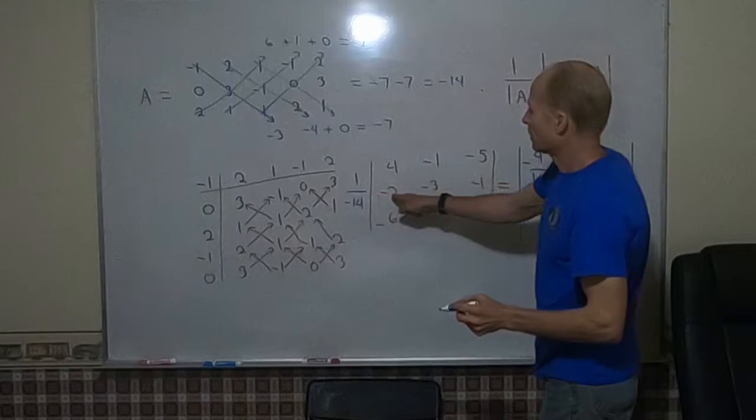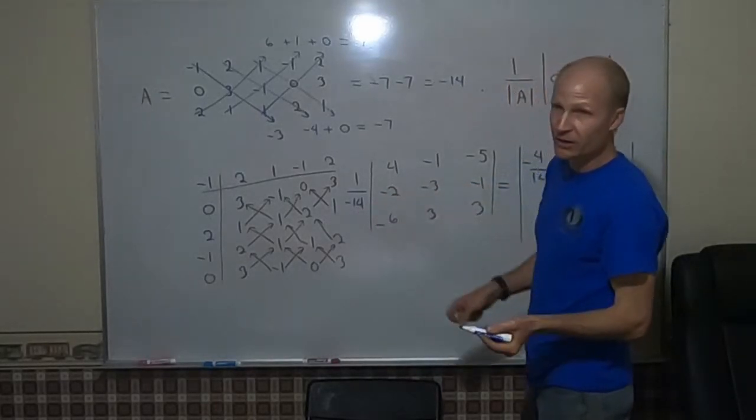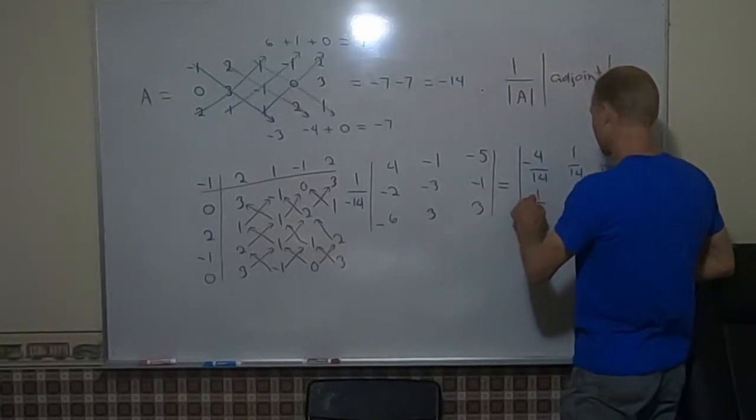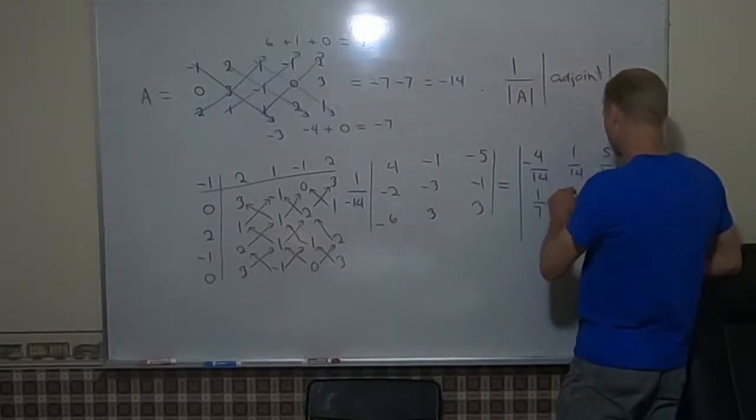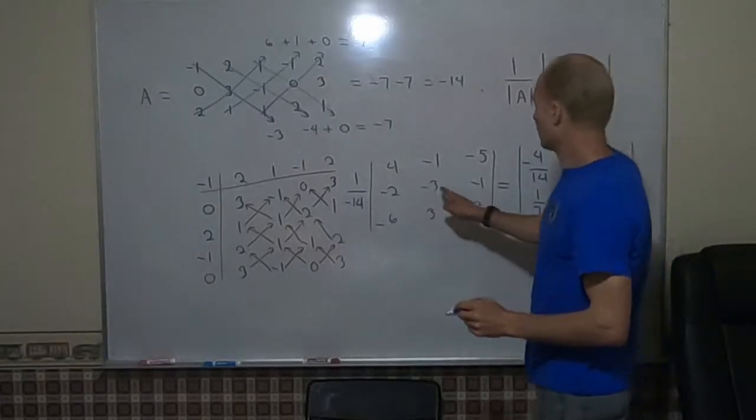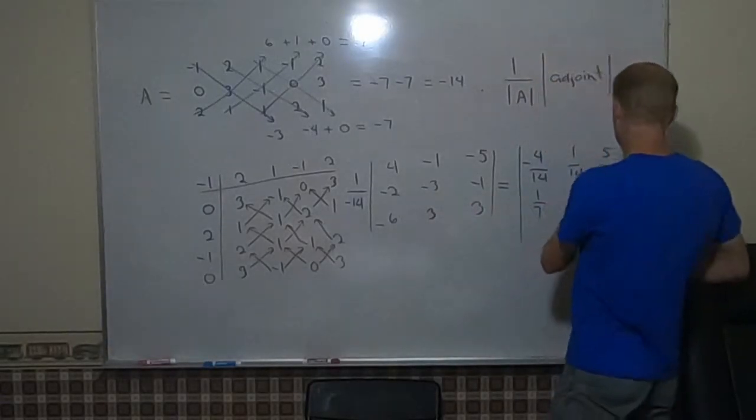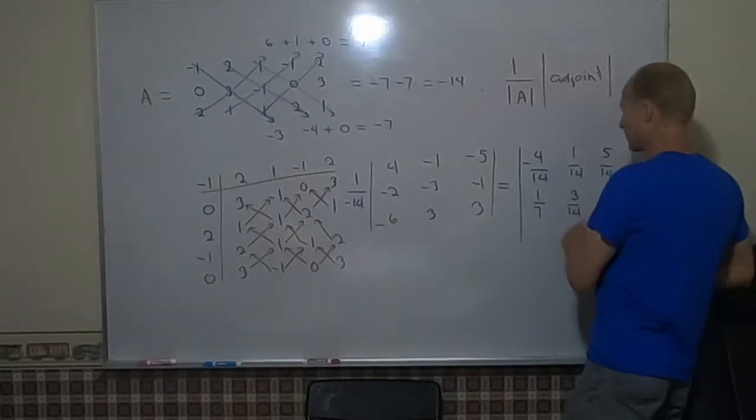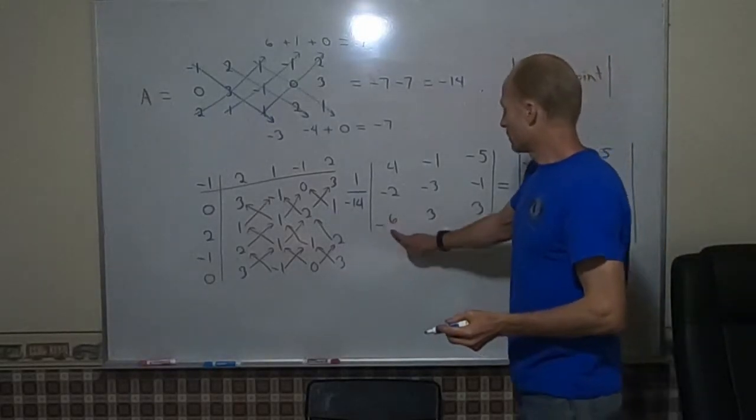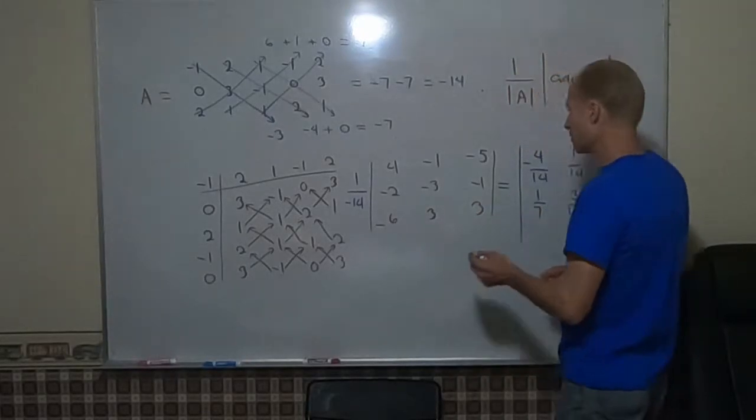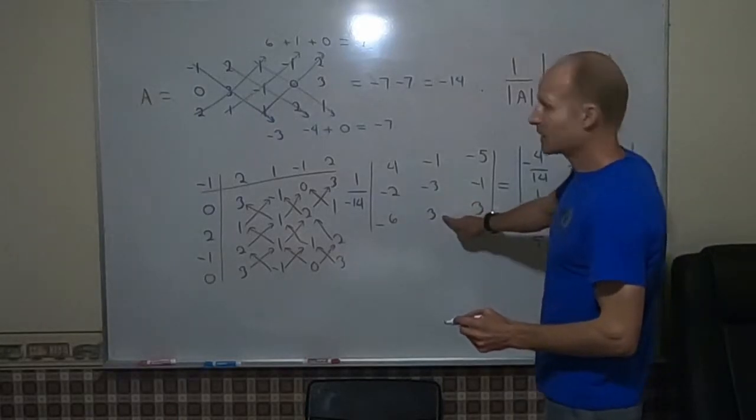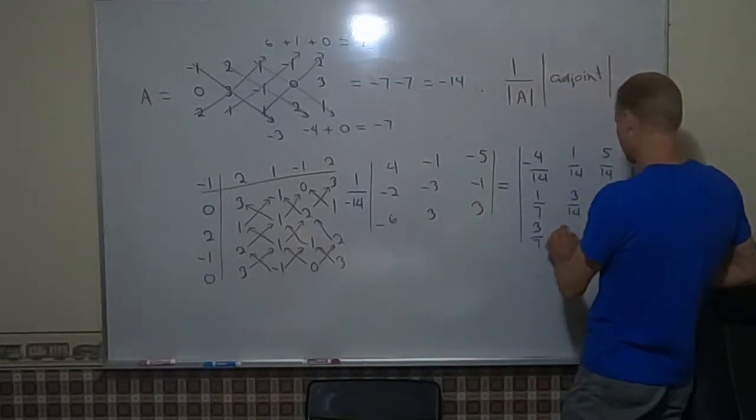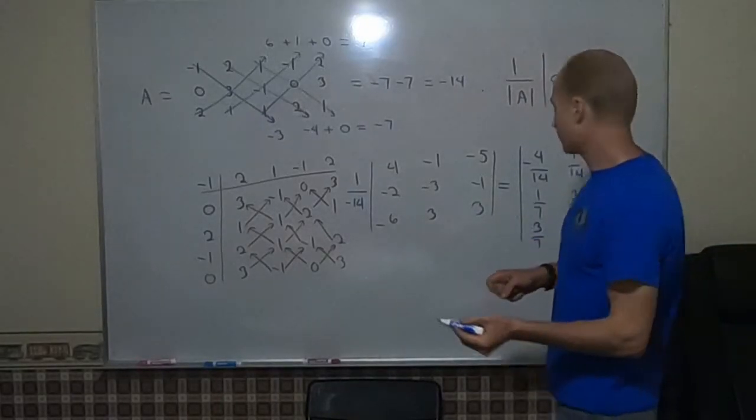Next row. Positive 2/14, making 1/7. Positive 3/14. Positive 1/14. Positive 6/14, making 3/7. Negative 3/14. And finally, negative 3/14 again.